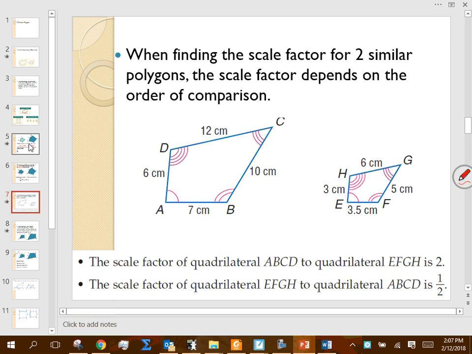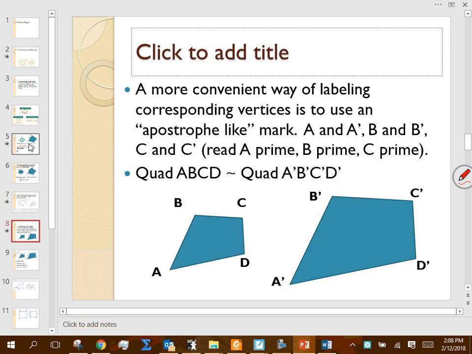when I try to find unknown values, am I trying to take the current value that I know and increase it, so I multiply by 2, or am I trying to shrink it, so I multiply by half? Does that make sense? So order of comparison is extremely important as we do these. And what I find to be one of the biggest concerns in the processes that make people miss questions is that they usually have the reciprocal. So they're looking at the wrong order of comparison.